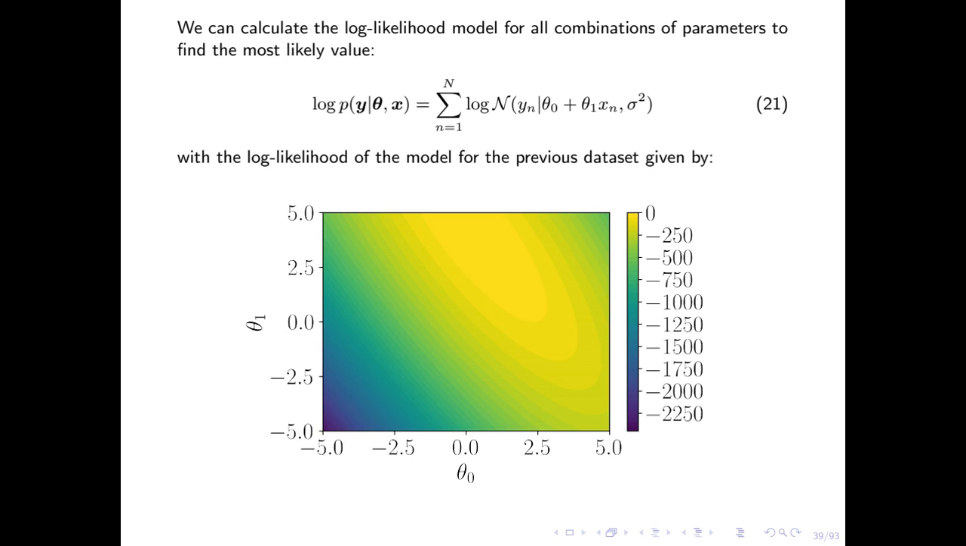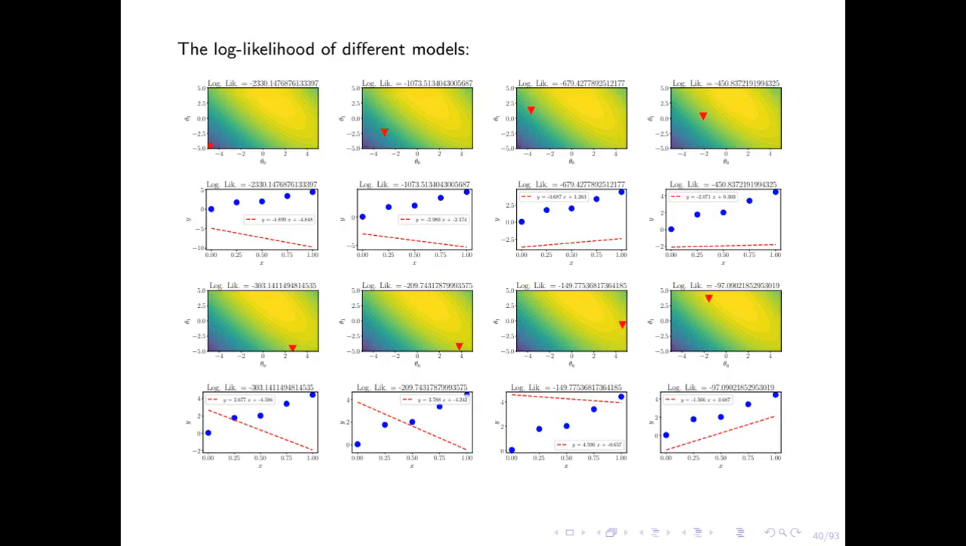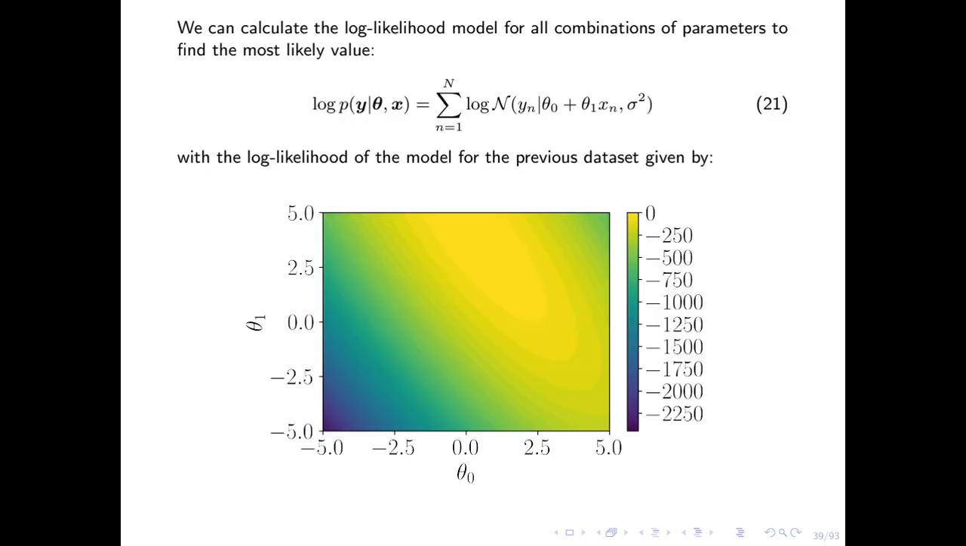And if we do that, we obtain a curve that looks like this. So this is the log likelihood of the model for this data set. And these are different combinations of parameters. To make this a bit more intuitive for you, what I did was I sampled different points on this surface, just to illustrate to you how these models look.